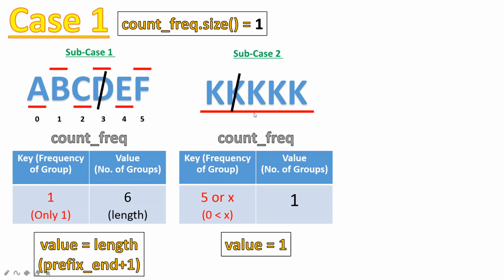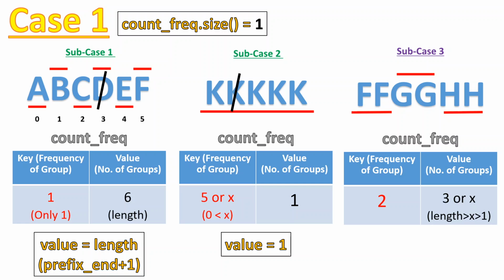Since the group is one in the count frequency hash map, the value would be equal to 1. So to detect this case, we'll just be checking if the value is equal to 1 or not. And the last case which comes over here is subcase 3.